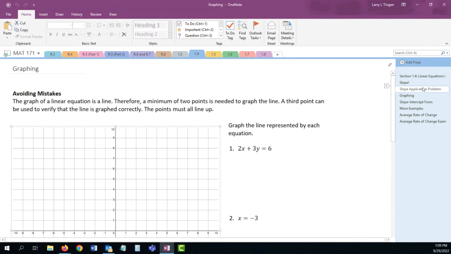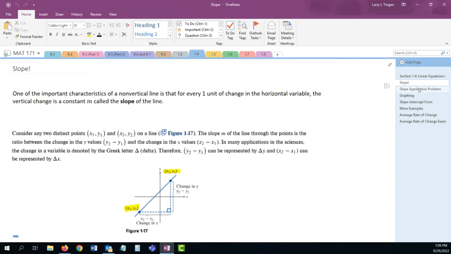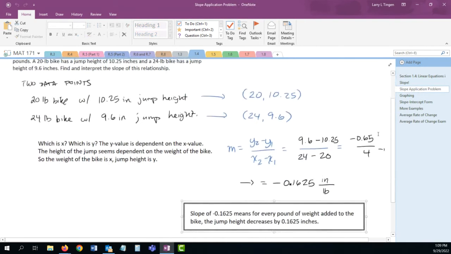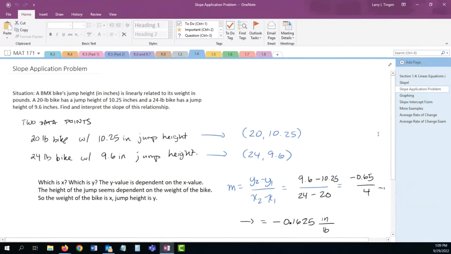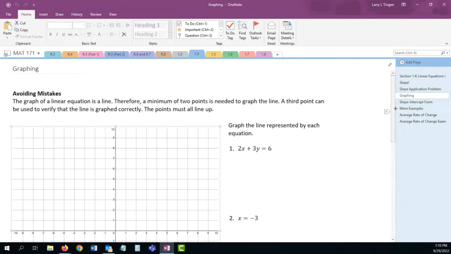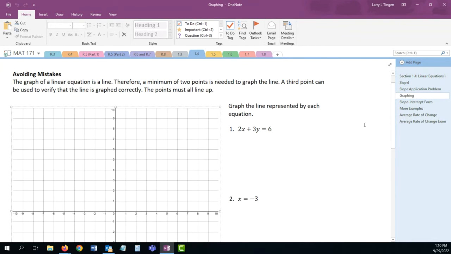There we go. So we tackled a slope and a slope application problem with BMX high jump. We talked about if I have two pieces of data that I want to pair together, I can put them together into an ordered pair. In this one, the data points were the weight of a bike and its jump height. We discovered as the weight increases, the jump height decreases, and we got an idea for slope. So now we're going to take this over to graphing.